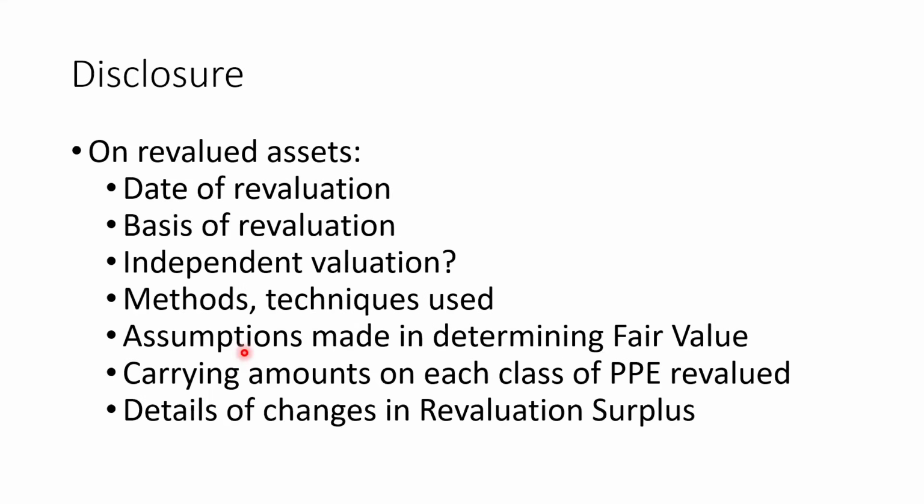If there is revaluation, the date of revaluation, basis of revaluation, how did you do the revaluation? Was it by an independent valuer, or you just sat in your office and revalued your asset? You have to document all of this and show it in the notes to the accounts. The methods and techniques that you use, the assumptions that you made in determining the fair value of the asset, the carrying amount of the item being revalued, and the details of changes in the revaluation surplus should all be disclosed. So that is IAS 16.